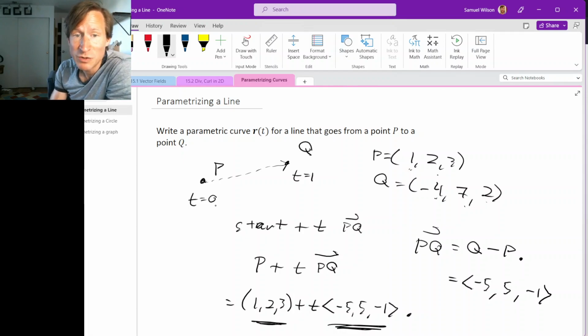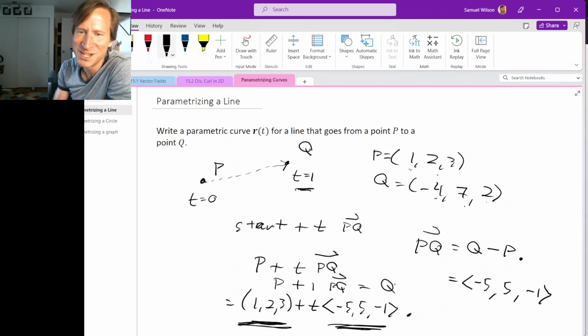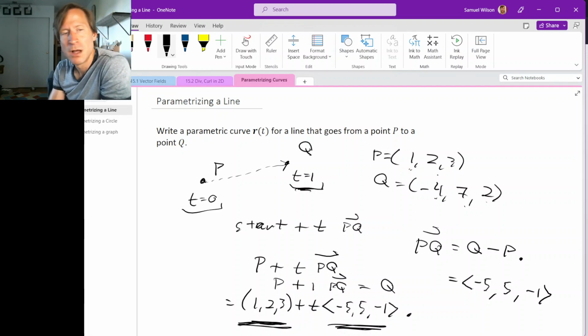Notice that when we plug in t equals 0, we do just get the point that we started with, P. And when we plug in t equals 1, we get P plus 1 times the vector from P to Q. But if you start at P and you add the vector from P to Q, you get the point Q. So as I claimed, this is a parameterization that is at P when t is 0 and is at Q when t is 1.